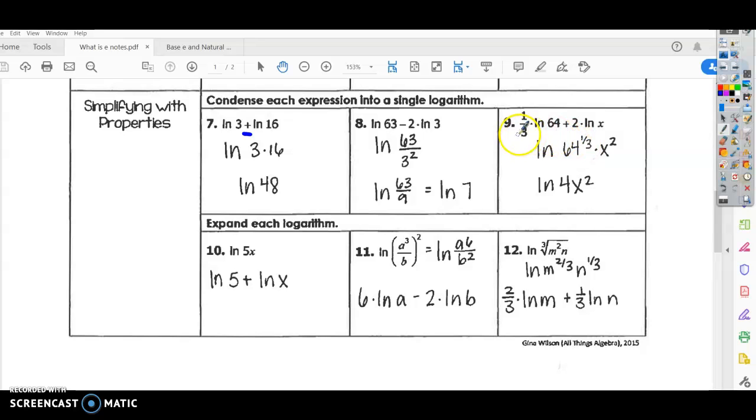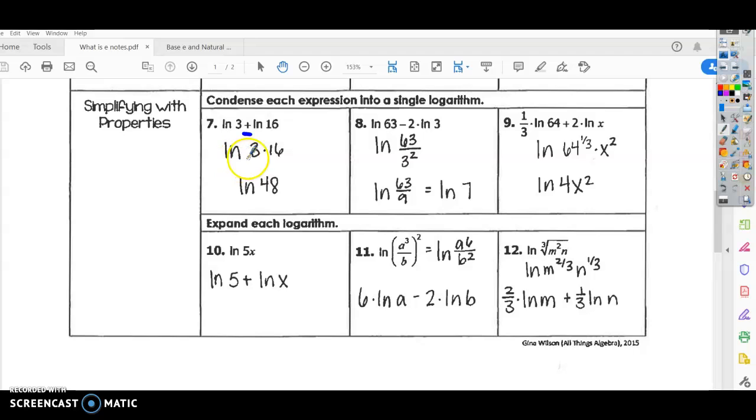Okay? And a 1/3 actually can be written as cube root as well. But remember those three properties are very important, and that's what you're going to do here. So we're going to write this as a single logarithm. That means you're only going to represent the log one time. And then we're going to use the plus to multiply.